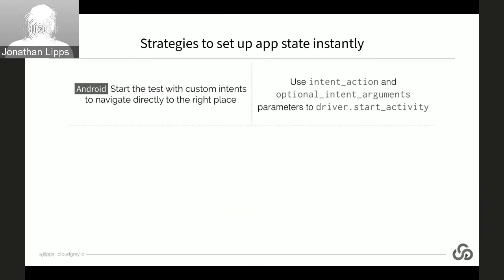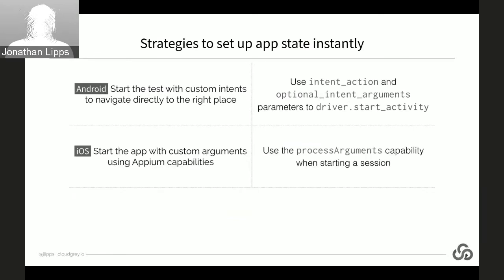These are Android-specific things, but if you have multiple intents or activities set up in your application, you can navigate directly to them rather than having to automate the UI. On iOS, you can use the process arguments capability to send custom arguments to your app. This is like sending in command line flags to the binary which is running on the device. So your app could be sensitive to such flags and set up some internal state for you when it sees them, rather than just presenting the typical initial UI.